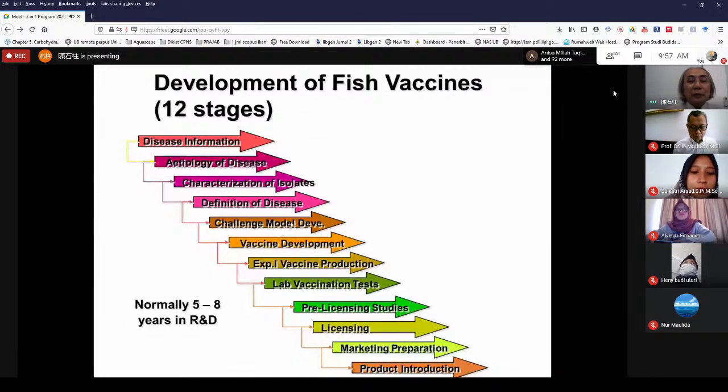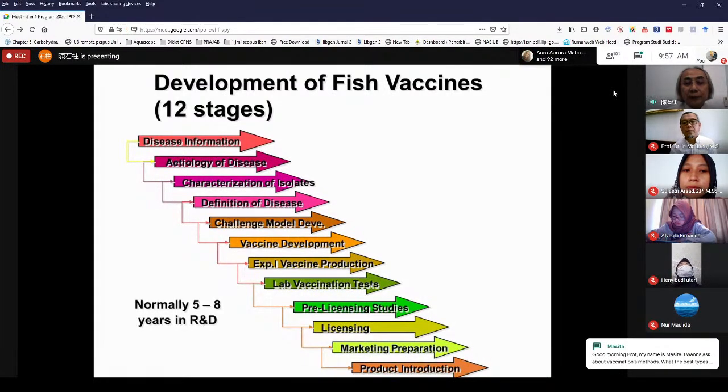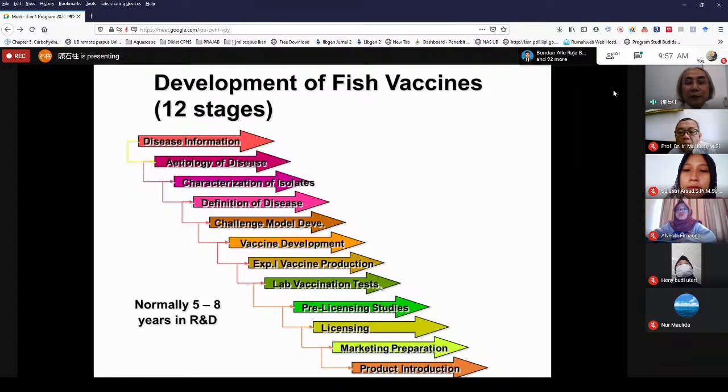Challenge model: when you develop a vaccine, you should also develop a challenge model. You want to use immersion vaccination or the IP challenge. After that, in vaccine production and in the laboratory, there should be a vaccination test. Before the vaccination efficacy test, you should have a safety test. If the vaccine has toxicity, when you inject, many fish will die. So you should check vaccine safety first, then go to the laboratory vaccine efficacy test, and pre-license, marketing, and product introduction. Totally, it takes at least 5 to 8 years in R&D.